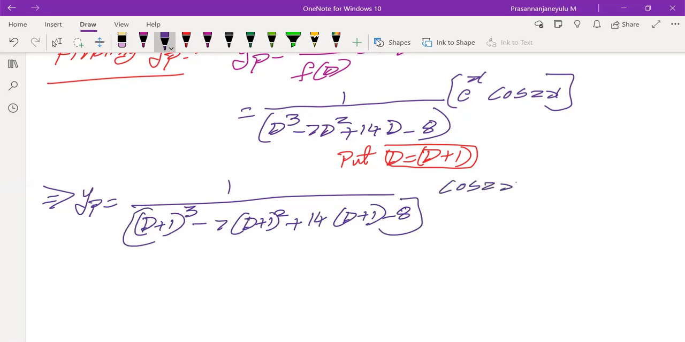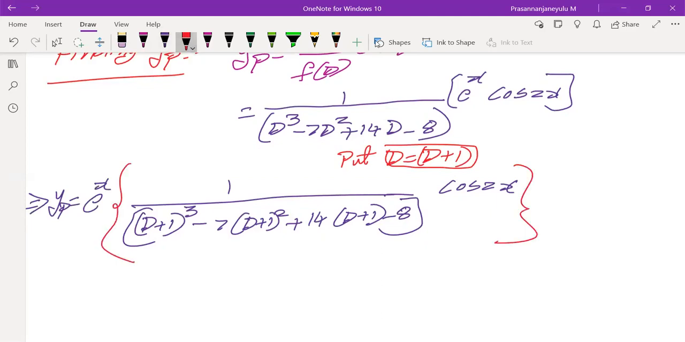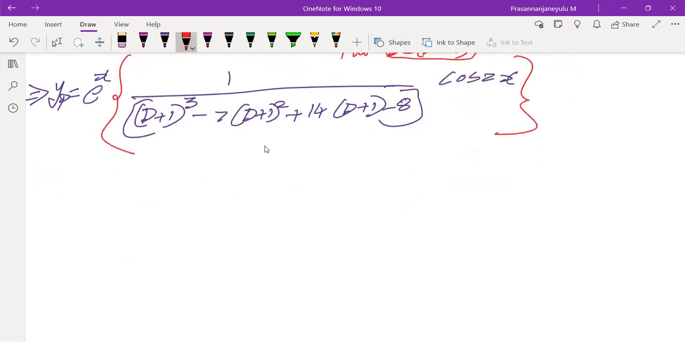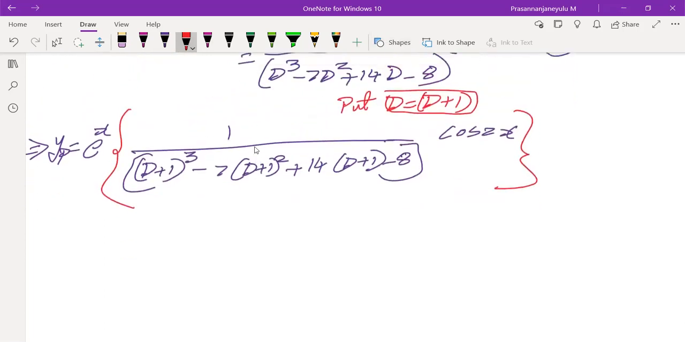But the role of e power x is completed. So that e power x we have to write as a prefactor because there is no space here. So I'm erasing, but you don't erase. Please make sure that you give some gap first for writing the exponential function. So this is our problem. Now we have to simplify the denominator part.